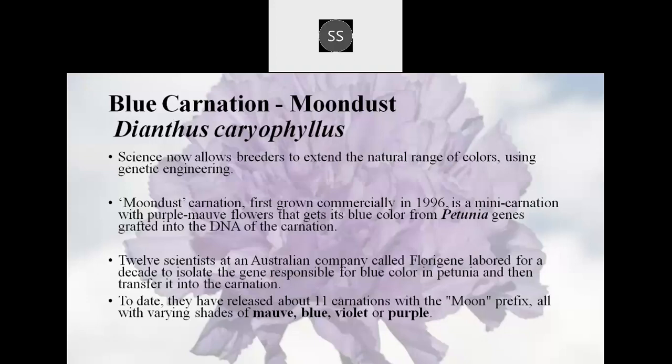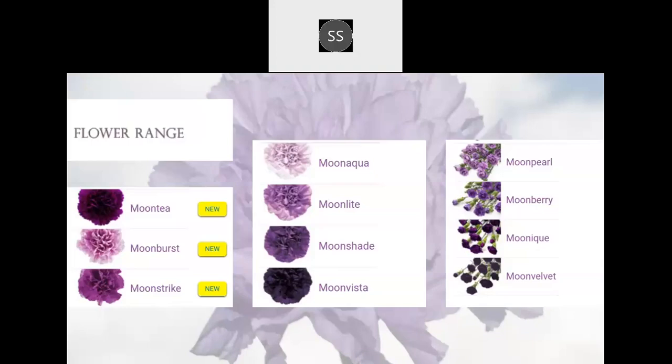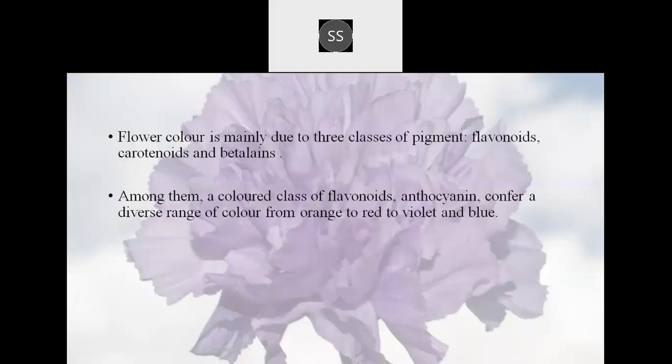Moondust carnation was first grown commercially in 1996. It is a mini carnation with a purple mop flower that gets its blue color from petunia genes, as I said earlier, grafted into the DNA of carnation. These carnations were genetically modified by the Australian company called Florigen, and these are the flower range which the Florigen company has developed to date, with the name prefixed by the moon.